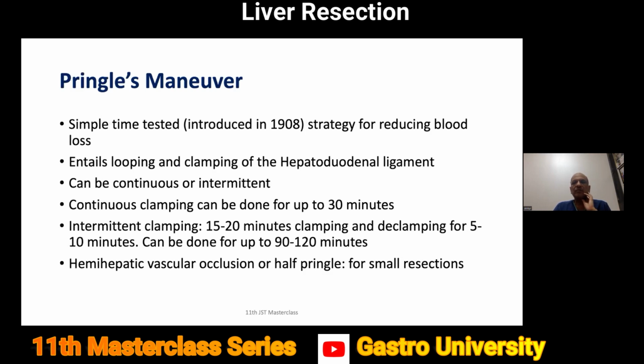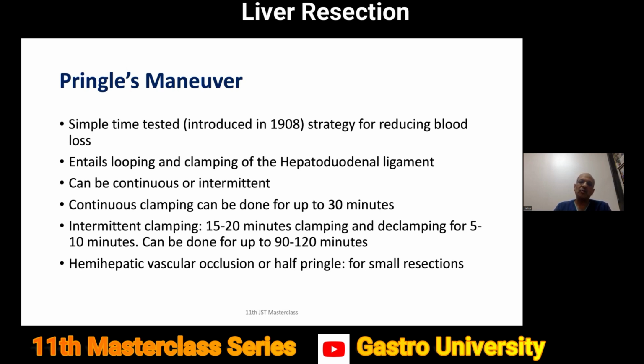Coming to Pringle's maneuver, because we have students who would be watching this. This is a simple time-tested technique introduced more than 100 years back, and it's a very useful strategy for reducing blood loss during any kind of major liver resection. It entails looping and clamping of the hepatoduodenal ligament in toto. And Pringle's maneuver can be continuous or intermittent.